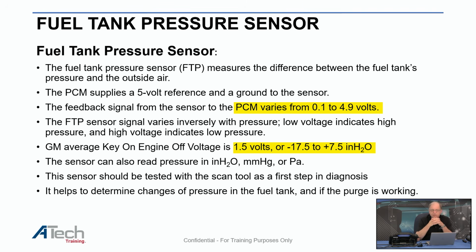The sensor should be tested with a scan tool. First thing you should do when you do an EVAP system is check this sensor to make sure it reads within specs. That's the first thing you should always do, to determine what's going on. Now, that determines if it's reading correctly. The next step is you're going to determine changes of pressure in the fuel tank and when the purge is working. So that sensor is primary for us to know if we have a pressure leak or a vacuum leak, depending on the system we're working on. So let's look at our next slide over.